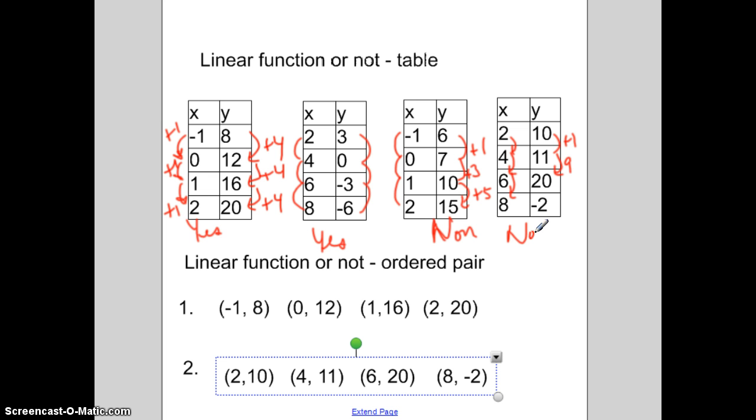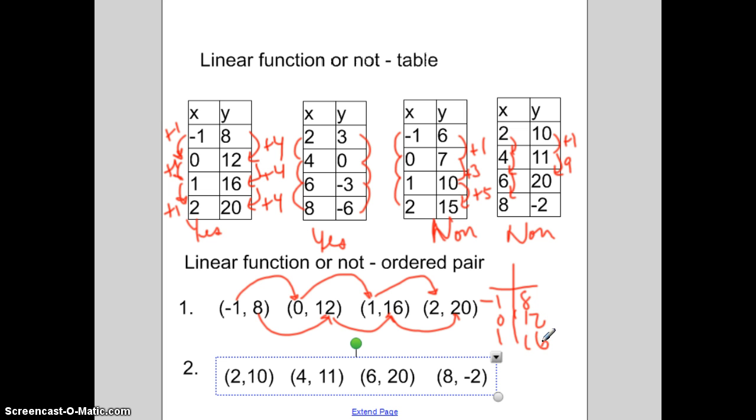So non-linear. And basically I took this table right here and made an ordered pair. You can do the same thing. Check the x's. Grows by 1, grows by 1, grows by 1. And then look at the y's. Grows by 4, grows by 4, grows by 4. If you don't like that, you can make a table out of it. Just list your own table: -1, 8, 0, 12, 1, 16, and 2, 20. It's just a table that I made right here.